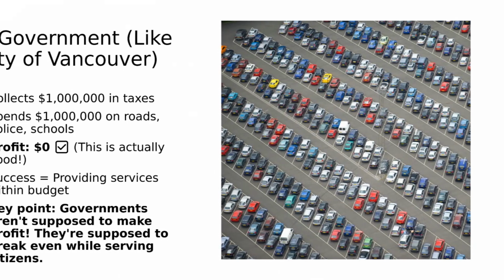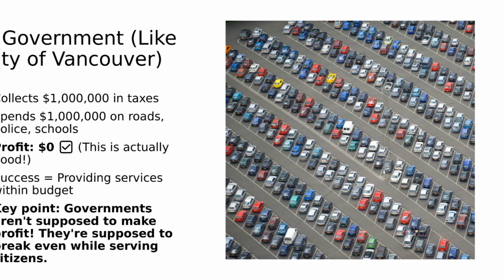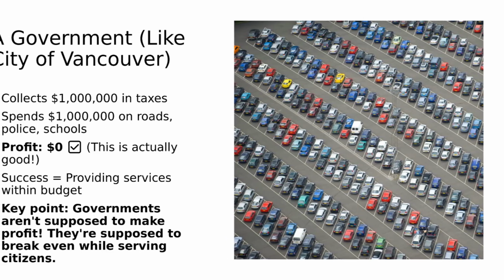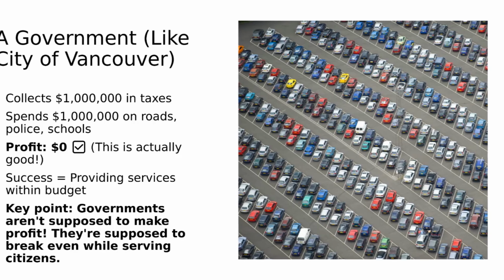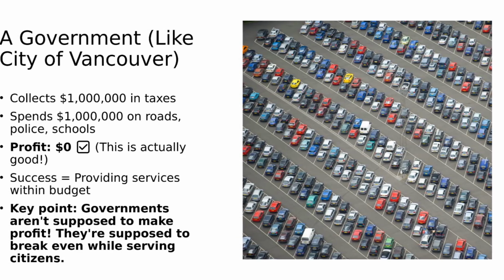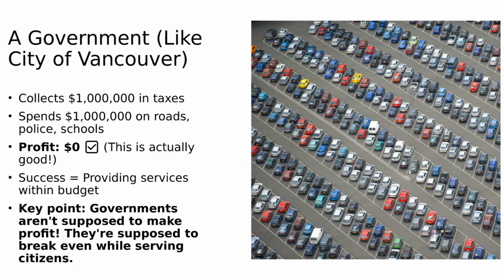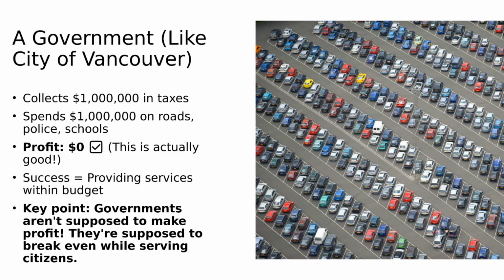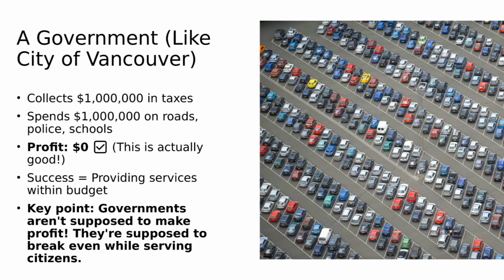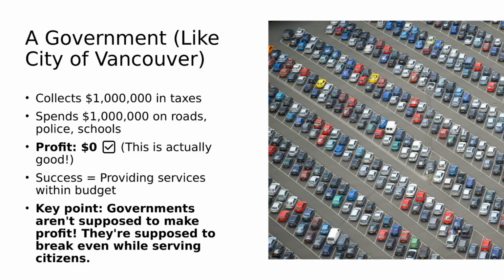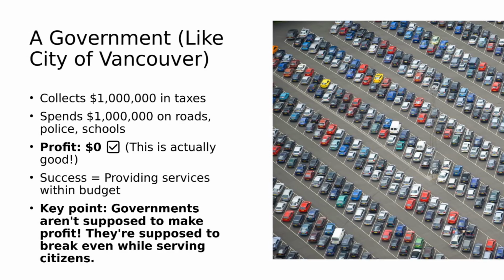Now let's look at a city government like Vancouver. It collects $1 million in taxes and spends that same amount on roads, police, and schools. There's no profit, and that's actually a good thing. Success here means providing essential services within budget. Remember, governments aren't supposed to make a profit. Their job is to break even while serving citizens. That's why accountability is at the heart of government finance.